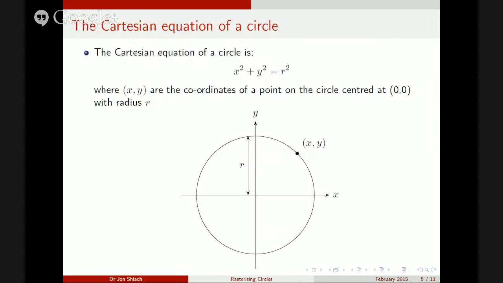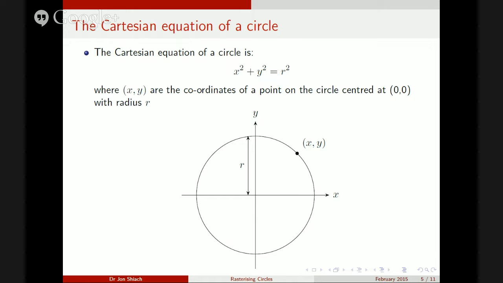To calculate the error, we use a Cartesian equation of a circle. So x squared plus y squared equals r squared, where x is your x coordinate and y is your y coordinate of a point on the circle, and r is the radius. So x and y are points on the circle centered at 0, 0. If you want your circle centered elsewhere, you just add something to your x and y coordinates. So that's the Cartesian equation of a circle.